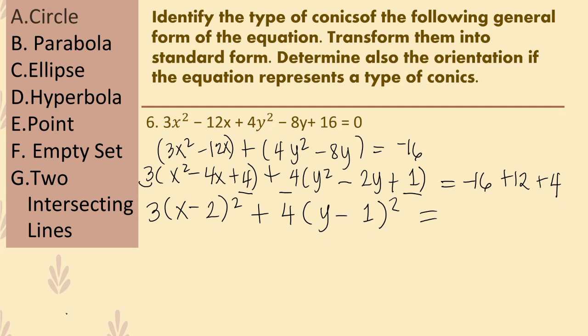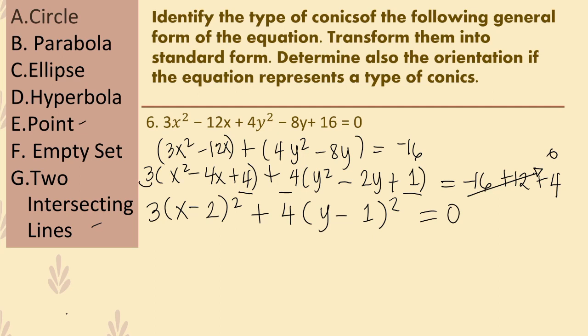So, 12 plus 4 is 16. So, negative 16 plus 16 is equal to 0. So, again, nag-0 siya. So, ibig sabihin, ito ay isang degenerate conic sections. So, ito ay isa doon sa maaaring point or two intersecting lines.